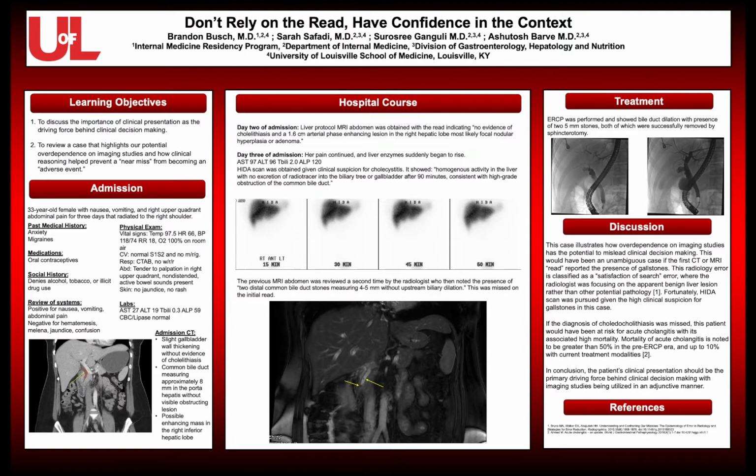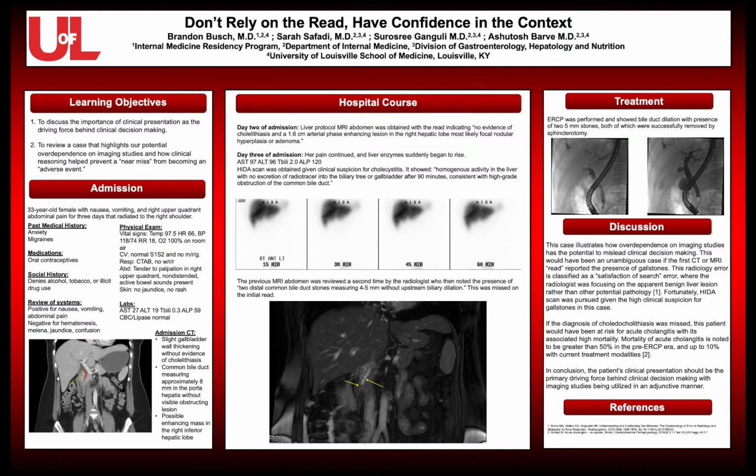HIDA scan was obtained given the clinical suspicion of cholecystitis, even though there were no stones mentioned on the MRI from the prior day. It showed homogeneous activity in the liver with no excretion of radiotracer into the biliary tree or gallbladder after 90 minutes, consistent with high-grade obstruction of the common bile duct. This was concerning as there was no mention of stones obstructing the common bile duct on the MRI from the day before.